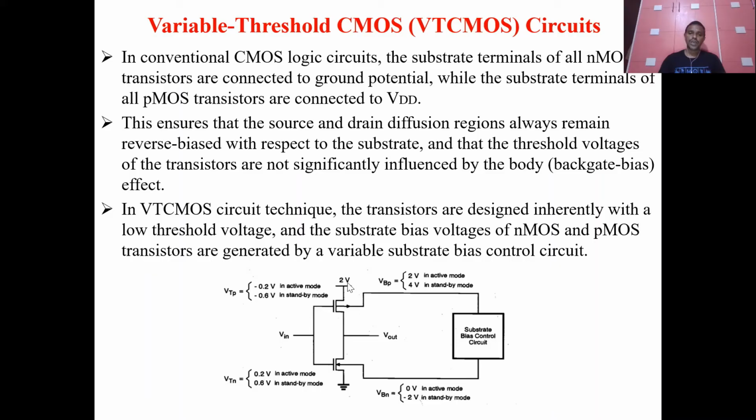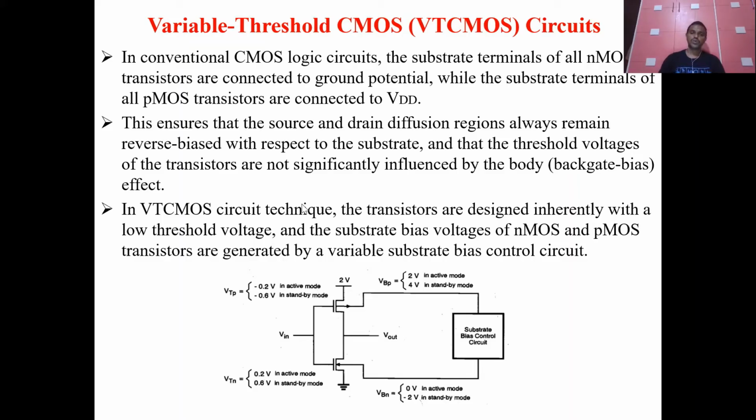Okay, so here I am taking this CMOS inverter circuit. It consists of a PMOS and an NMOS. If you observe, the substrates are connected to the substrate bias control circuit. So the substrate bias will operate to provide whatever threshold voltage is required. Okay, so like this we can avoid the threshold voltage effect here.